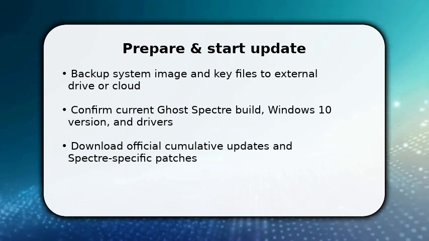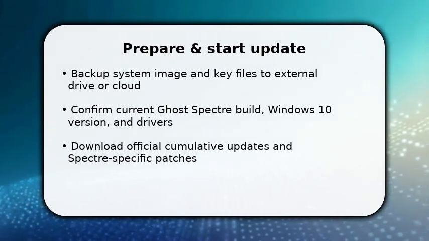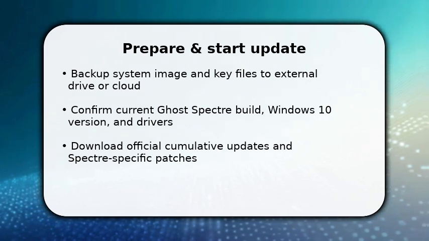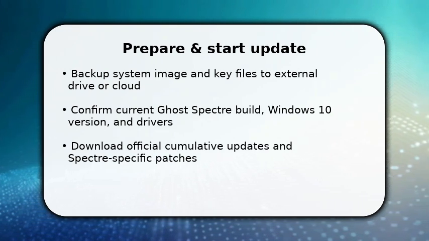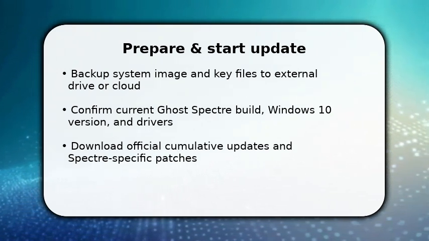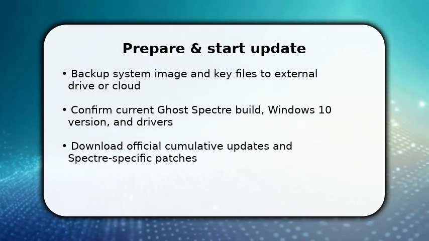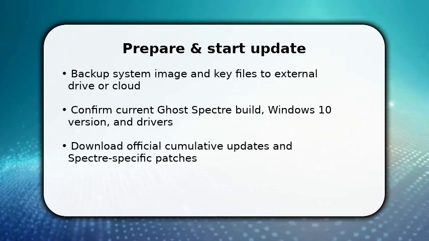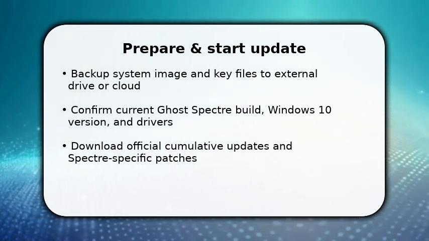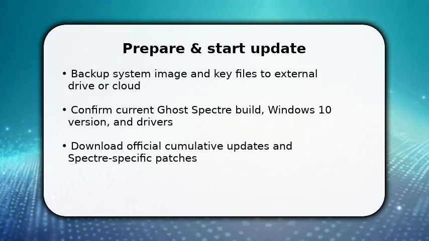You begin by backing up. Create a full image and copy critical files to an external drive or cloud. Once done, verify the Ghost Spectre build and exact Windows 10 version so you download compatible updates. Next, obtain the official cumulative update package plus any Spectre-tailored patches. Make sure checksums match. You'll also gather current drivers and note hardware ID. This prevents mismatches and lets you return quickly if an update fails.